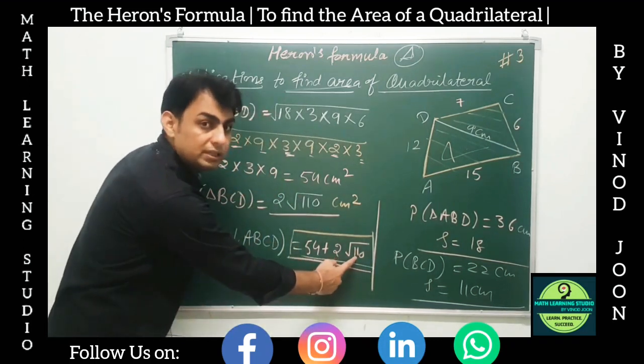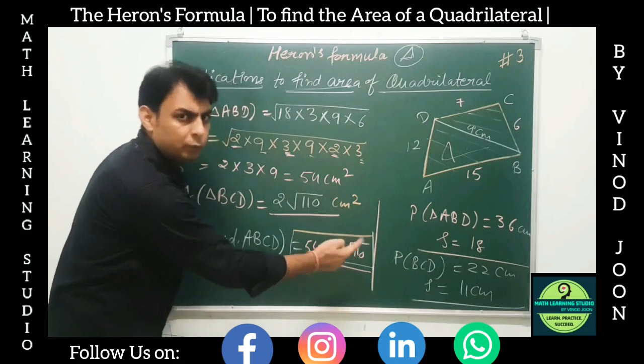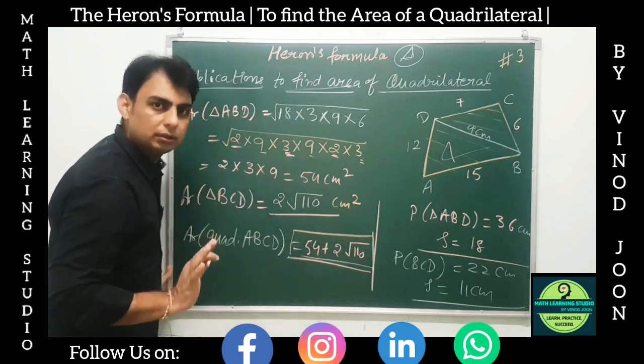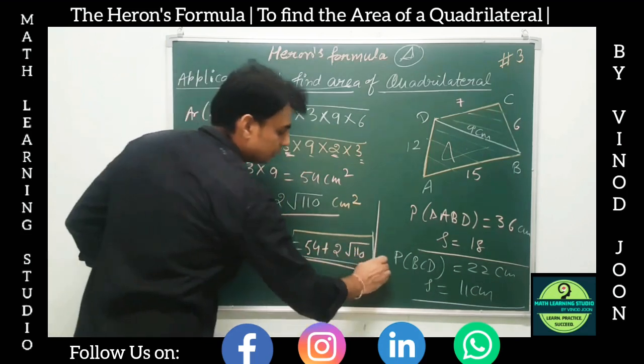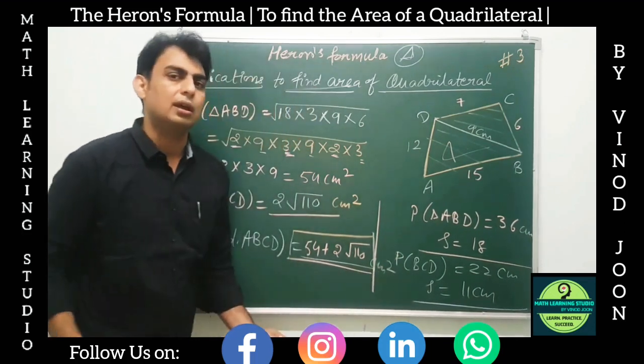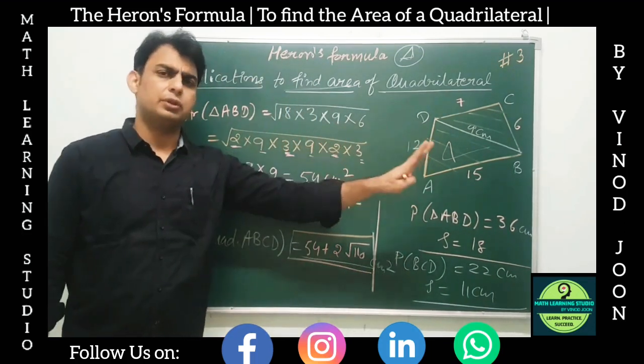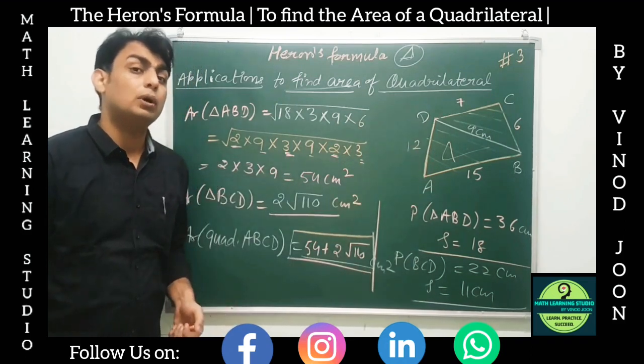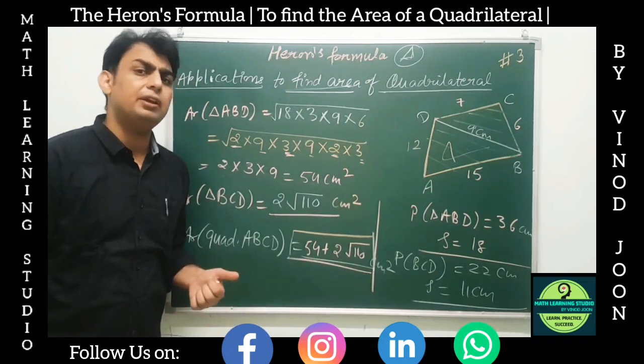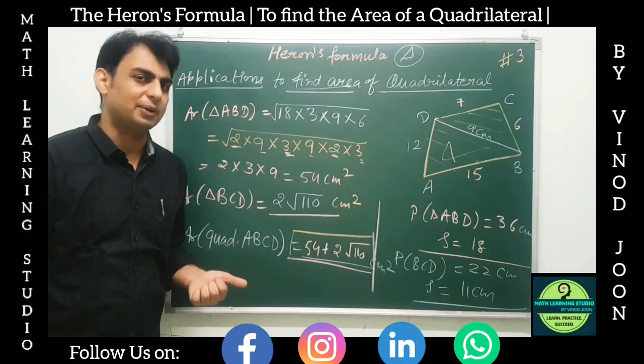If the value of root 110 is given, put the value, apply it, find out, done. Otherwise, this many centimeter square is the area. Alright? So, a simple example, everything was given directly. Now, we'll take one more example where it is not given directly. Then, let us find out.